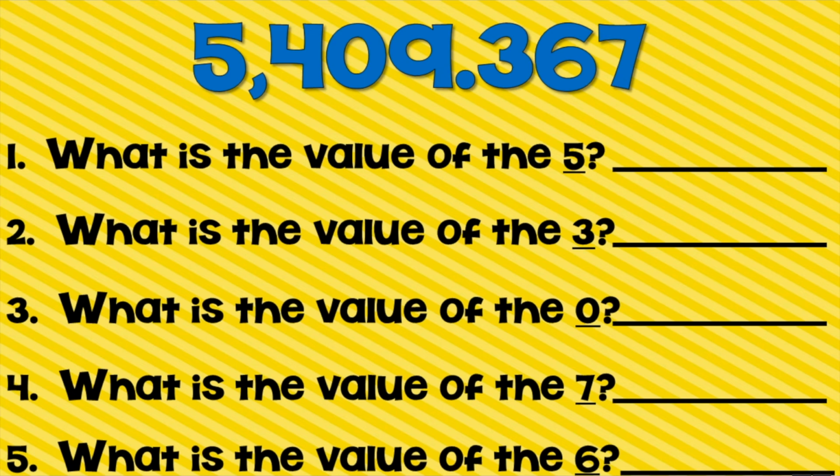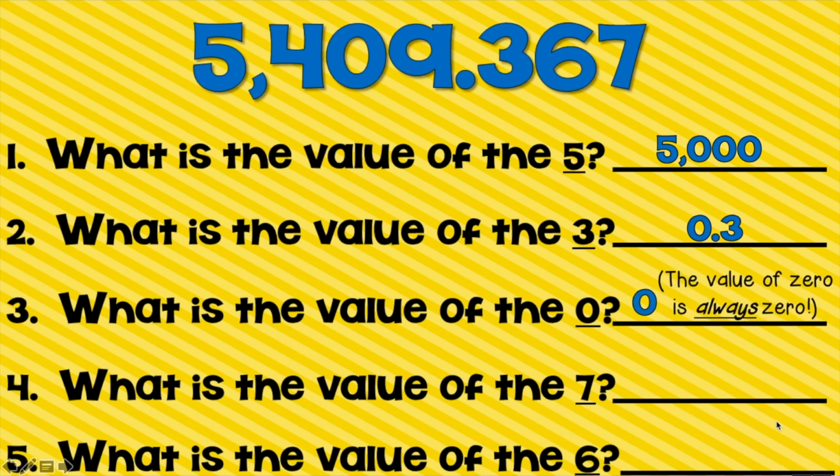All right, so the value of the 5 is 5,000. Value of the 3 is 3/10. The value of 0 is always 0, okay? That doesn't change. It wouldn't be 0/10, it wouldn't be 10, it would just be 0. The value of the 7 is 7/1000ths. And the value of the 6 is 6/100ths. And that's what they should look like.